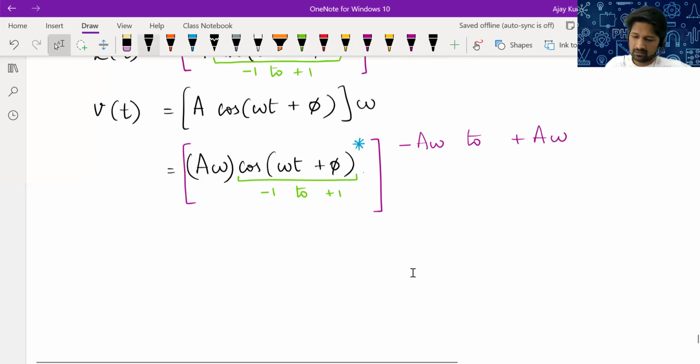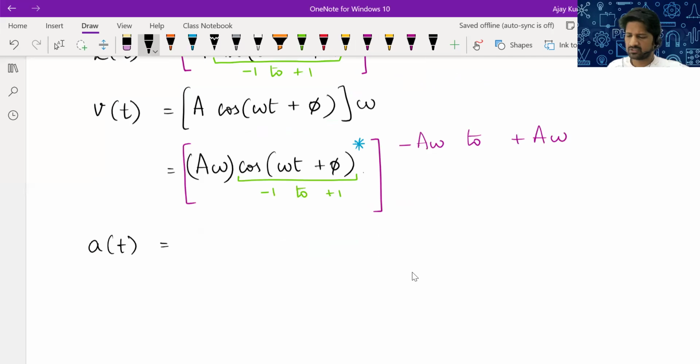Fine. Similarly, acceleration. You differentiate the velocity function, you will get acceleration. Otherwise, you can use the condition for SHM also. We know acceleration is minus omega square multiplied with x in simple harmonic motion. So you can simply write it as minus omega square. X function is a sine omega t plus phi. Okay, even if you differentiate the velocity function, you will get the same result. But I am using a is equal to minus omega square x. Now you observe this equation.